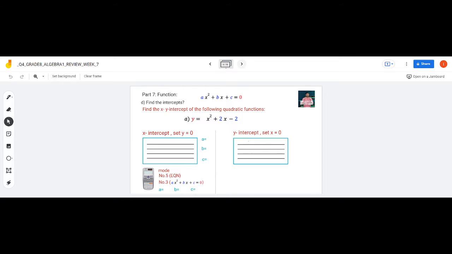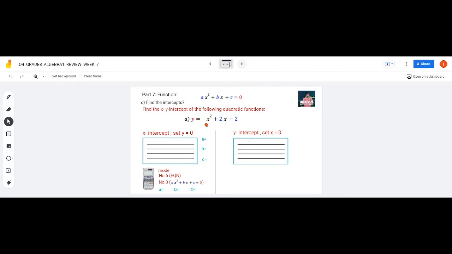And now, how do we find the intercepts? In other words, how do we find the x and y intercepts for the following quadratic functions? So what you should remember is, this is our standard form, ax squared plus bx plus c equals 0. We have to make sure that our equation is in standard form. But before we get to that part, we can see here the y is here, and then equals, and then everything else is on the right hand side, which is not quite the standard form. So what you do is you can just rewrite everything as is.